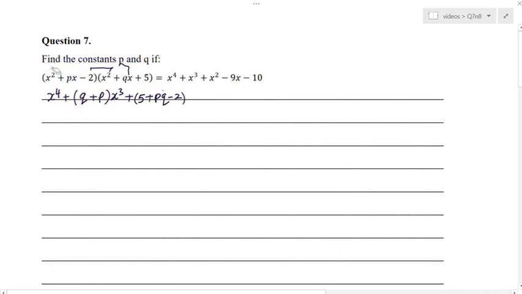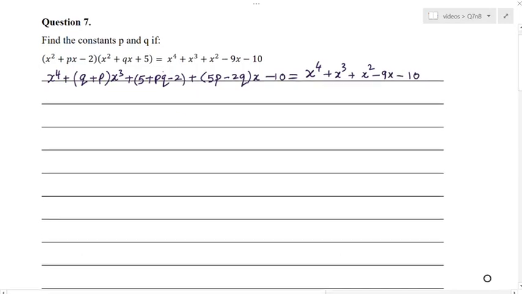Likewise I go with the x term. So how do I get x? I get an x from one term here and one term here. So what I get is 5p minus 2q, and then I'm just left with the constant term, which is -5 times 2, which equals -10, and that gives me this equality. Basically, you've got 2 quartic polynomials which are equal.